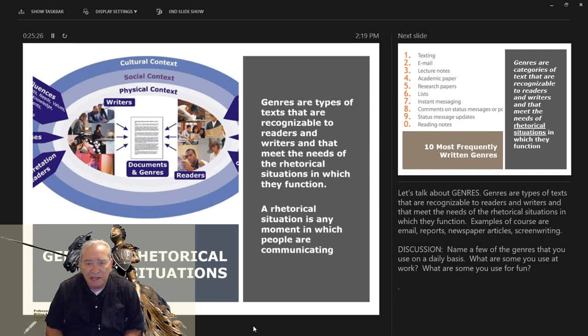Genres are types of text that are recognizable, and readers and writers need to meet the needs of the rhetorical situation in which they function. In other words, you have to match up your genre and your situation. Examples, of course, are emails. When do you use an email? When don't you? Reports, newspaper articles, screenwriting.